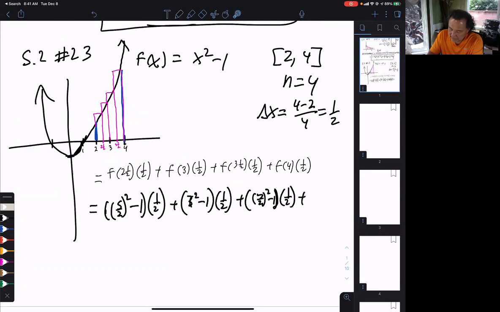And the last one is going to be at 4. I plug in 4 to get my height. That's going to be 4 squared minus 1, and the width is 1/2. That is the answer. You can simplify that, but that will be a right-hand Riemann sum.